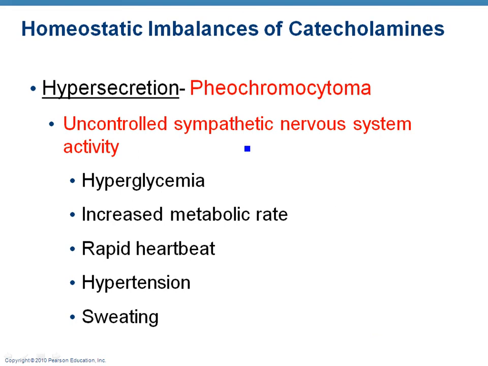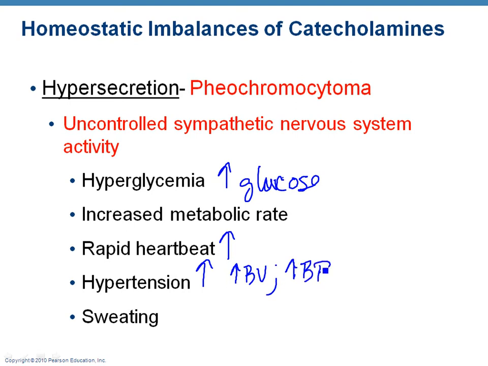So if you have hypersecretion of these catecholamines, you're going to have hyperglycemia, so increased glucose, right? You're going to have increased metabolic rate. You're going to have increased heart rate. You're going to have hypertension. Why do you have hypertension? If you have increased blood volume and you have increased blood pressure, you're going to have hypertension, right? Increased metabolic rate, because you're trying to convert that glucose into as much ATP as possible.